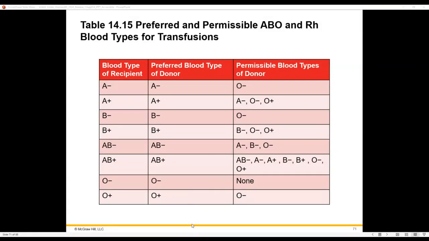This shows you the preferred and permissible ABO and Rh blood types for transfusions. So in essence, with the Rh, if you are Rh negative, you can only receive Rh negative. But if you're Rh positive, since you already have the Rh, you're not going to form antibodies to Rh, so you can receive negative or positive.